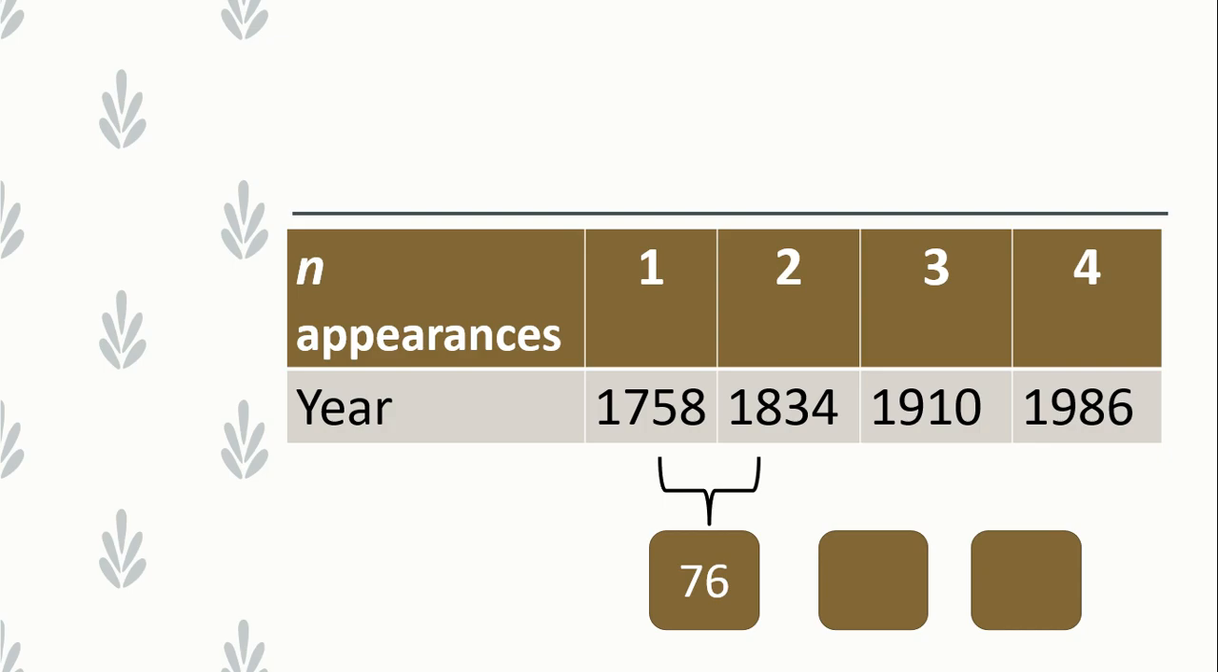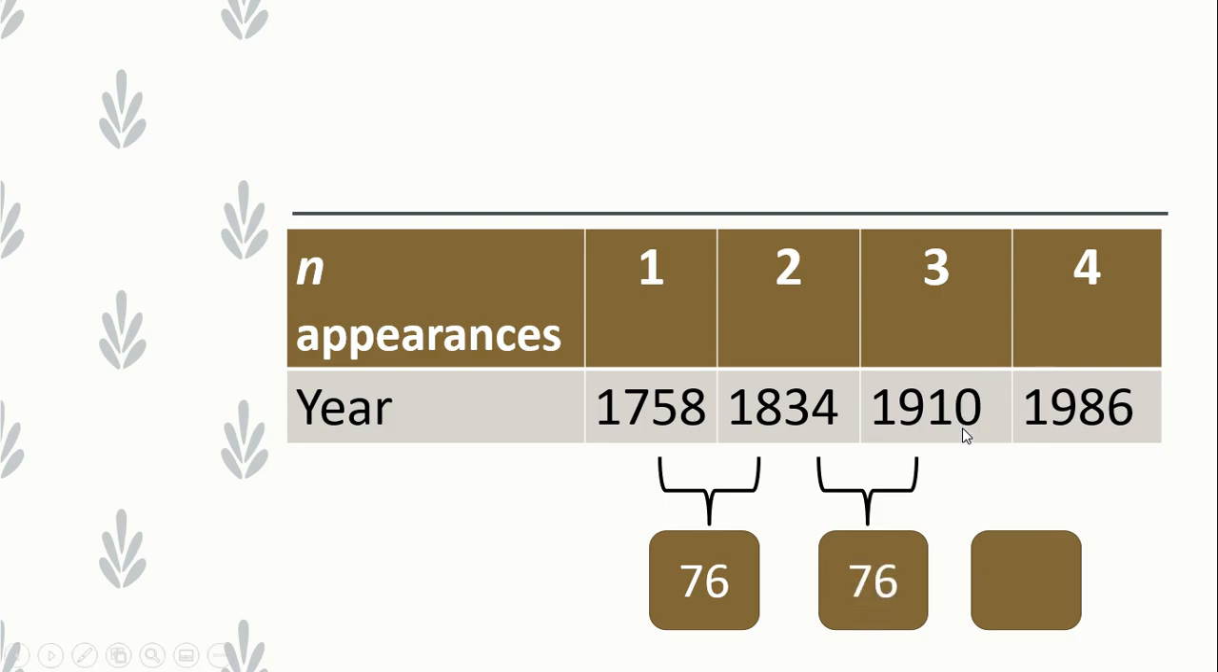Let's proceed to another pair of consecutive terms. 1834 and 1910 are consecutive terms as well. So we need to solve for their difference. The third term is 1910. What is its previous term? The previous term is 1834. So solving the difference, 1910 minus 1834, the answer is 76.